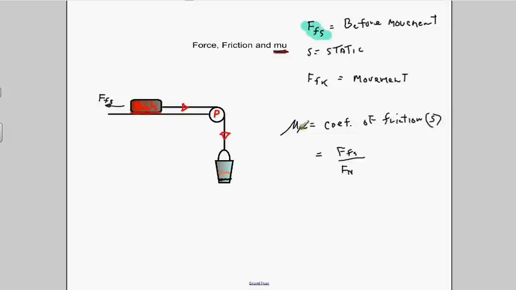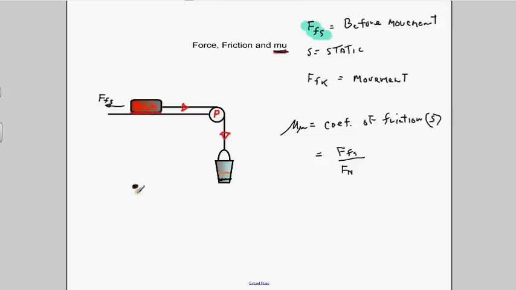getting back. The coefficient of friction, mu, is defined as the force of friction static divided by the force normal. Turns out it's always going to be less than 1. At least in our case, it's going to be less than 1.